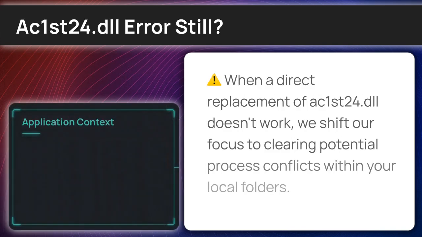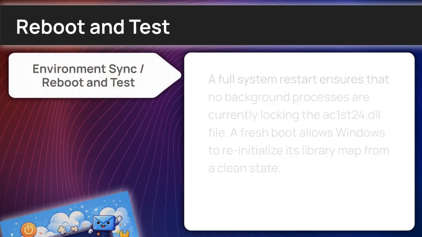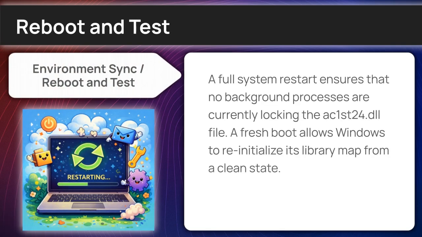If no luck was had with the redistributable package, we will escalate the fix by performing a targeted reset of the system state. A system reboot is a reliable way to clear away zombie processes that might be interfering with the Ac1st24. It's a low-impact step that ensures your operating system is starting with a synchronized environment.